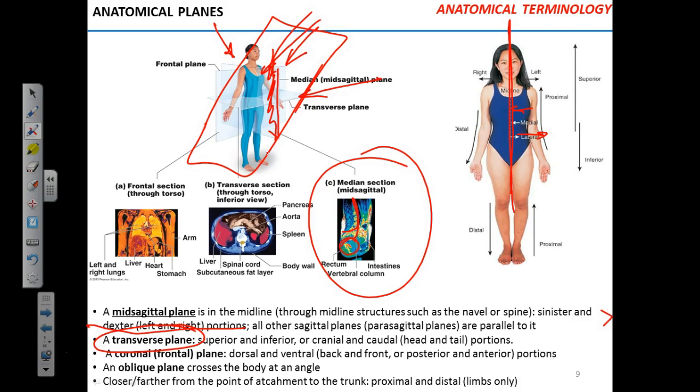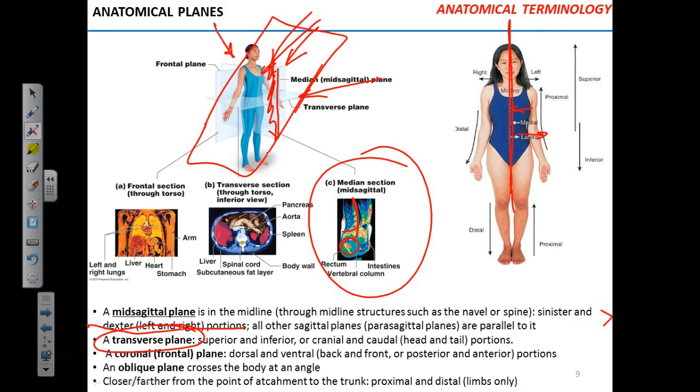Now, another piece of terminology that sometimes is a little bit confusing: proximal versus distal. Before we talk about proximal and distal, I want to ask you a question. How many limbs does a human have? Four. Well, five is something awkward. Four. Which limbs do we have? Two arms, two legs, right? Everybody agrees that we have four limbs.